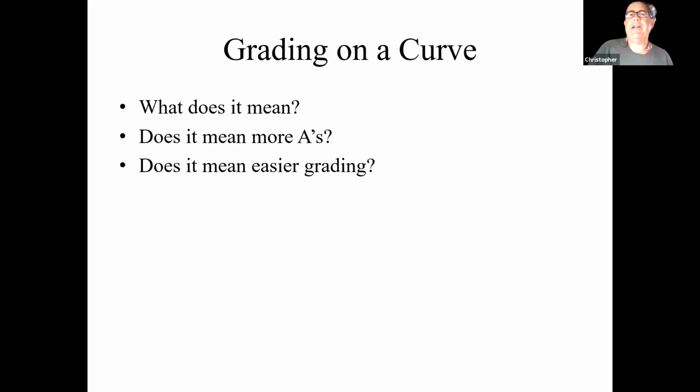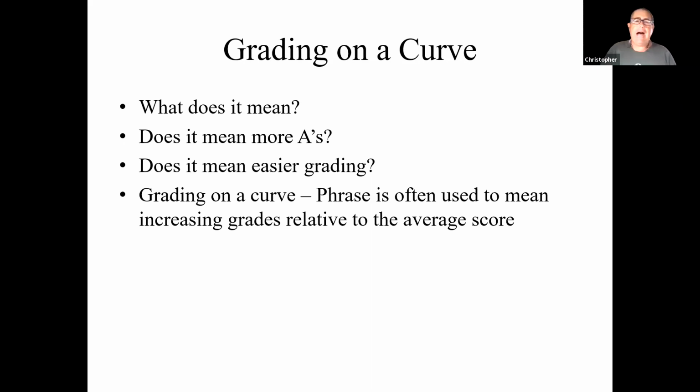Does it mean easier grading? Well, kind of. It means that it's easier grading in terms of a raw percentage that you might have to get for an A, but we'll see that that percentage itself is not going to be the same across different courses. So it's often used to mean increasing grades relative to an average score, and that's actually a kind of misuse of it. Grading on a curve, when it's done in the formal way, could actually make it harder to get a good grade.